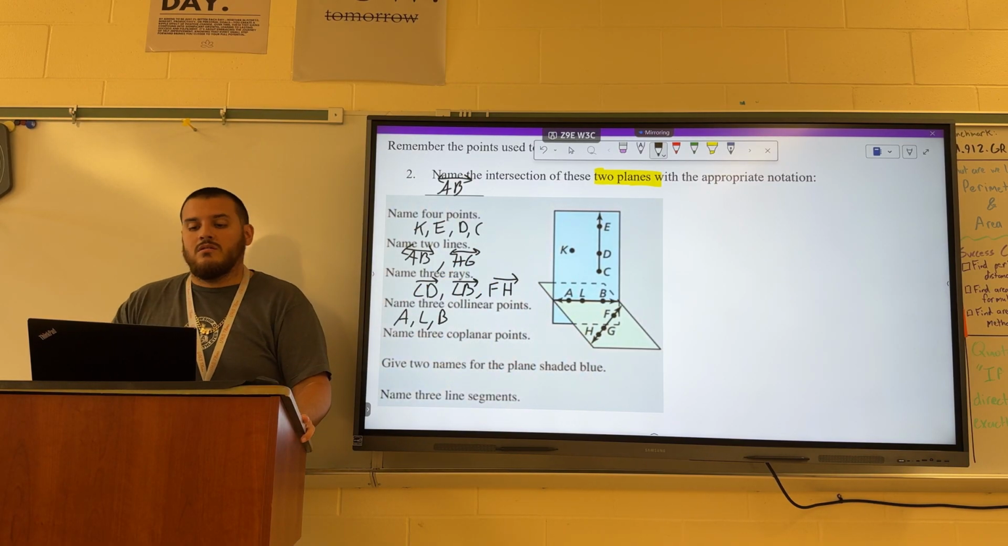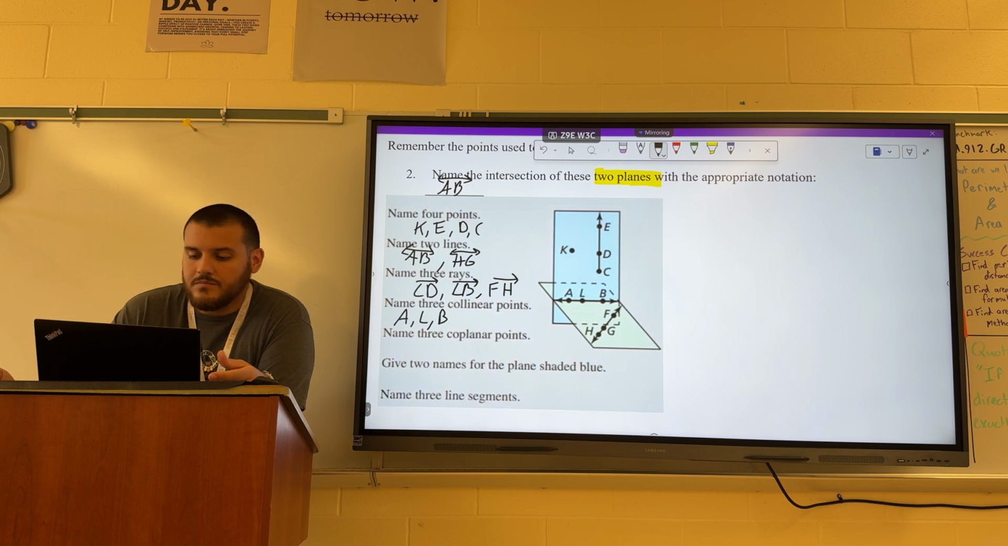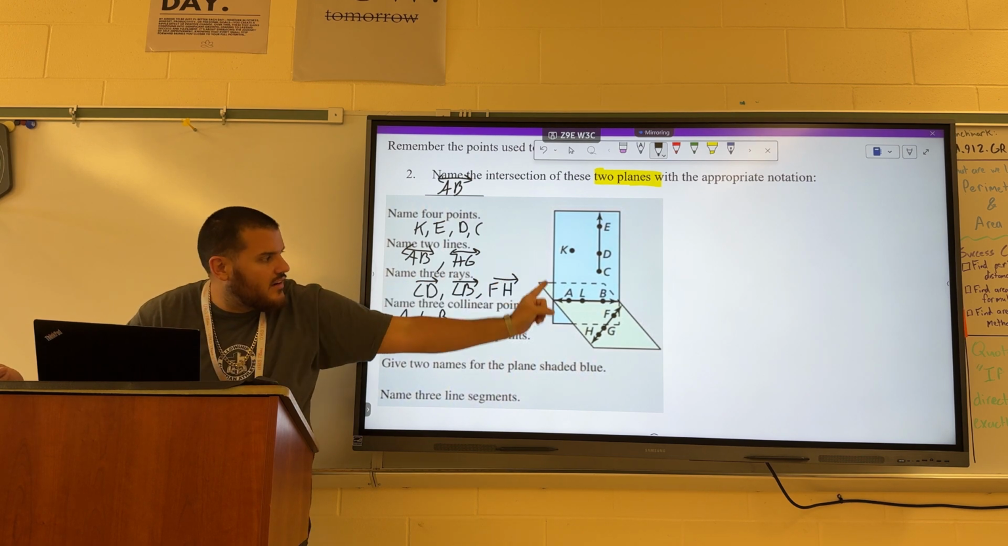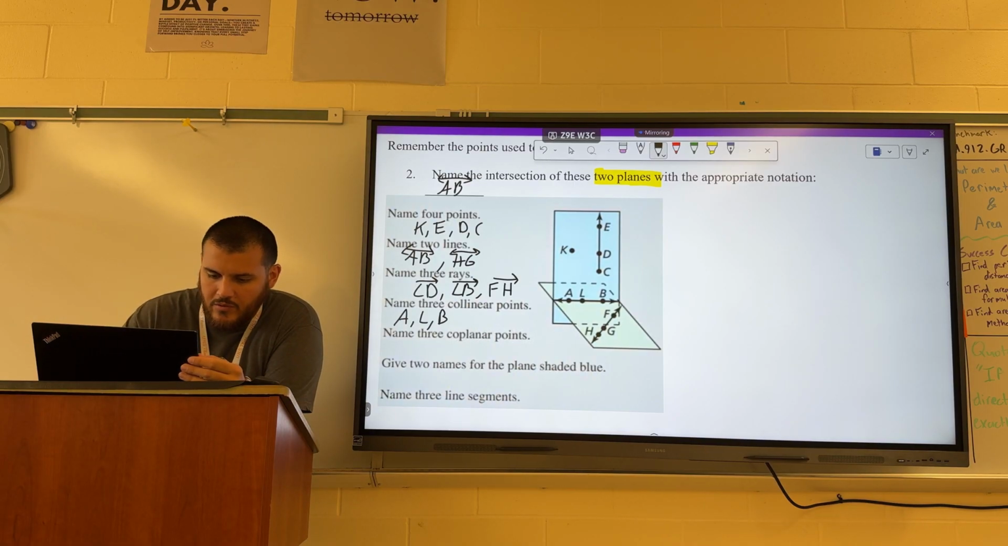Those are collinear, right? Name 3 coplanar points. So coplanar things are just things in the same plane. If we look at C, D, and E, they're all here on this blue plane, that vertical plane right there. Those are all coplanar points, C, D, and E.